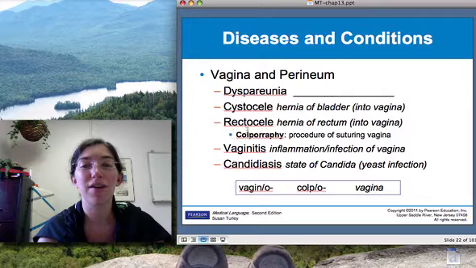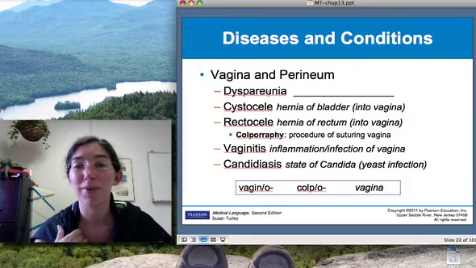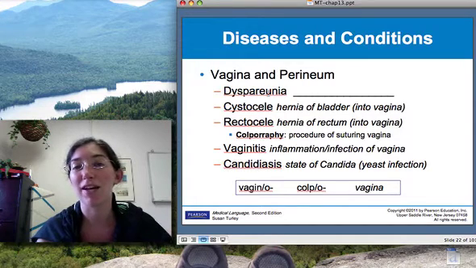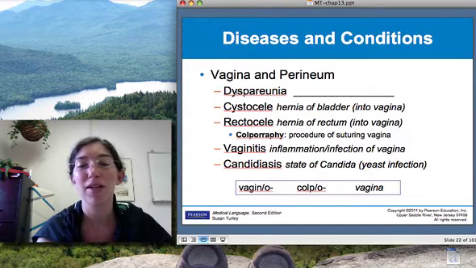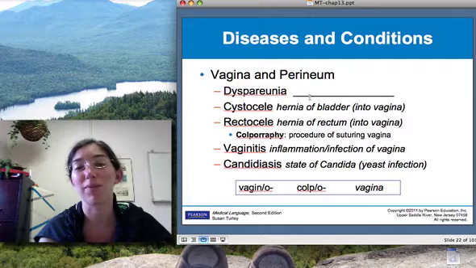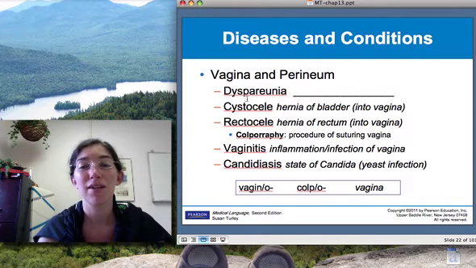Some conditions of the vagina and even the perineum. Dyspareunia, this should be a familiar term. We just talked about it in the last chapter in the male reproductive system. Pareunia meaning sexual intercourse. So a condition of painful or abnormal sexual intercourse.